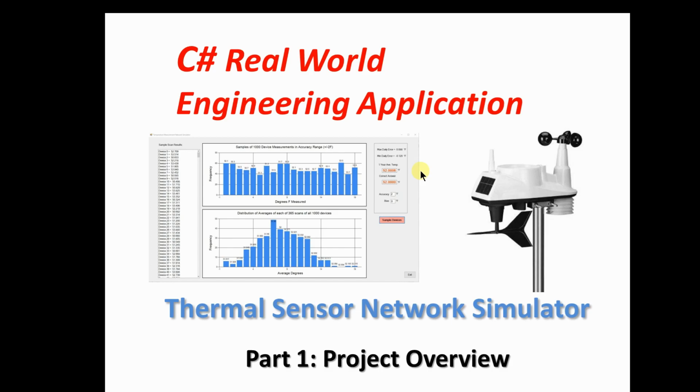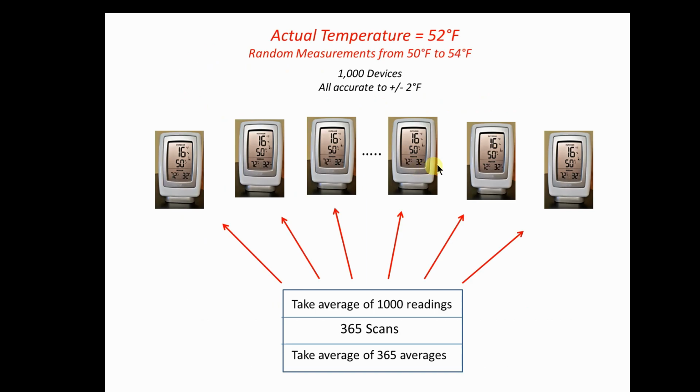So again, here's kind of a visual of how I'm approaching this. And you can see here I've got a bunch of temperature sensors, devices. And in this case, for this application, I'm starting out with an assumed 1,000 devices that I'm going to be measuring. And each device is going to give me a temperature measurement that is within a specified accuracy range. And in this case, I'm assuming each device has a temperature accuracy of plus or minus 2 degrees Fahrenheit. Now, where did I come up with that?